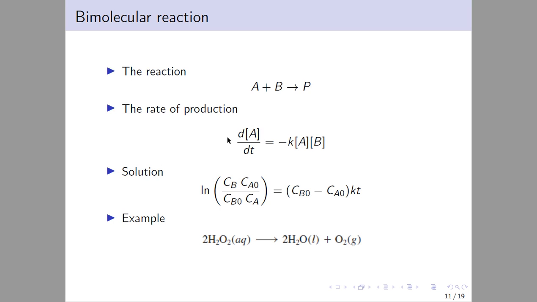Solving this equation using the initial conditions, we are going to get this equation, for example CB equals CB naught times CA over CA naught, exponential of (CB naught minus CA naught) times kt. So we are going to get this value. In this example, these are A and these are B, producing this value. This one is aqueous, these are liquid, and these are gas. So we can get this bimolecular reaction.